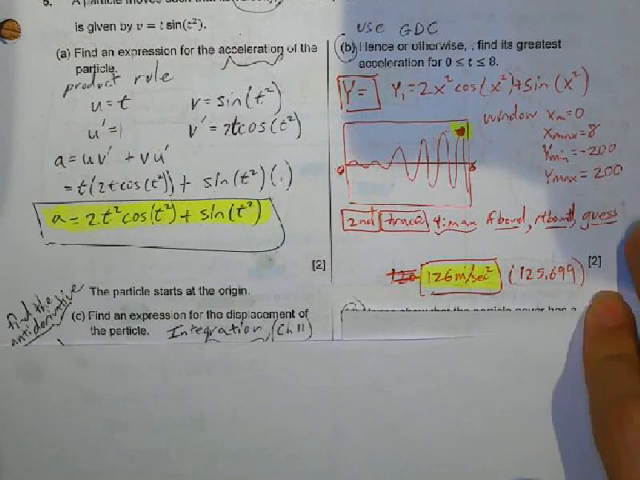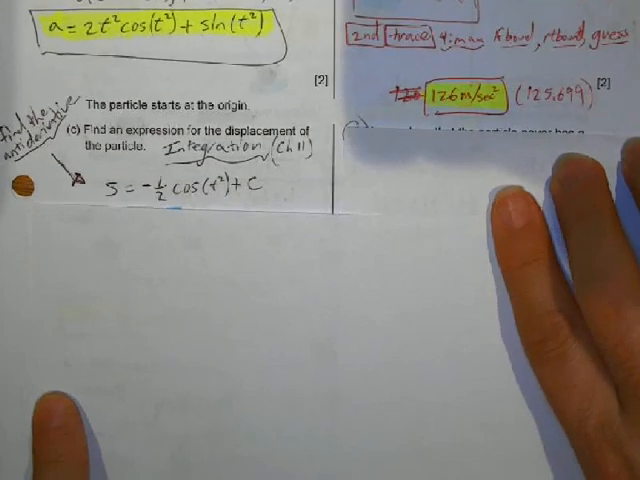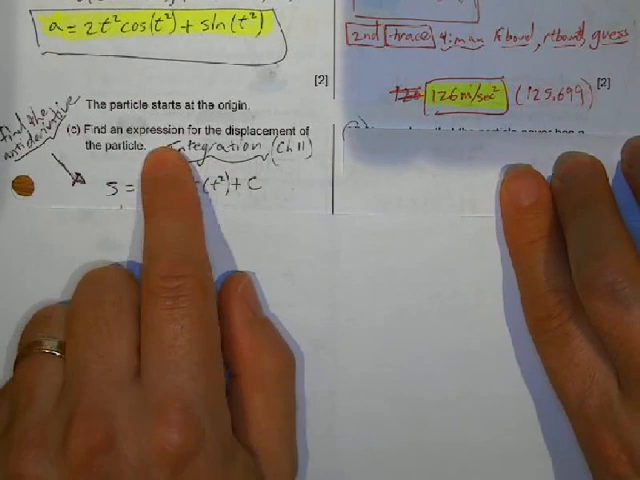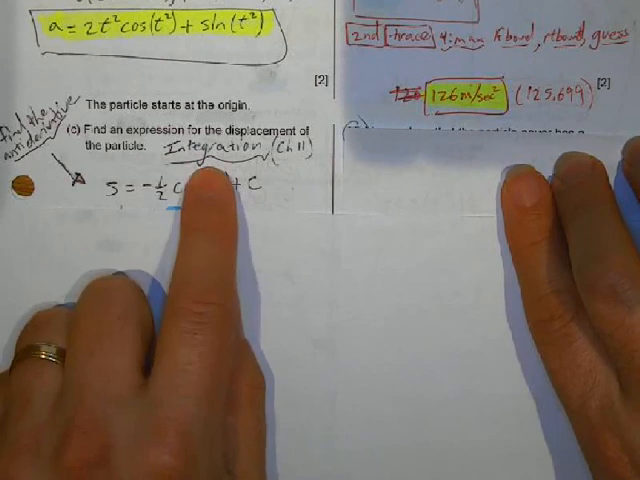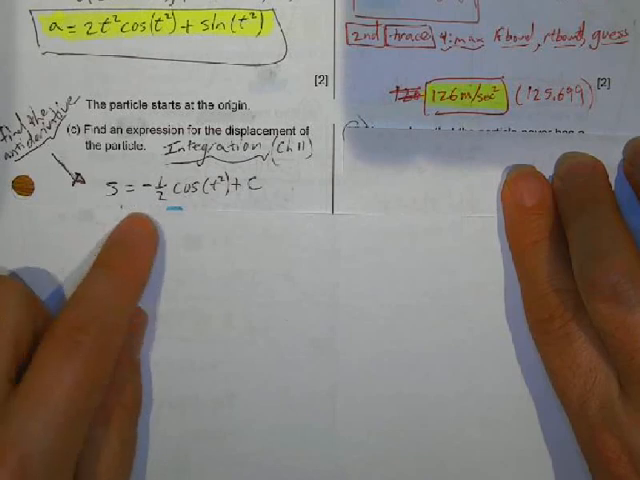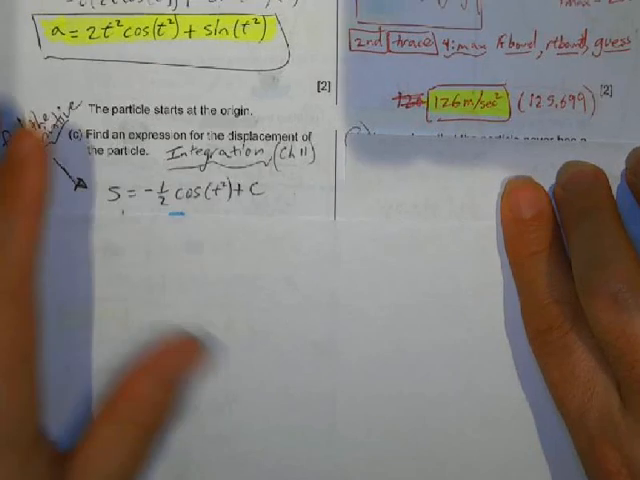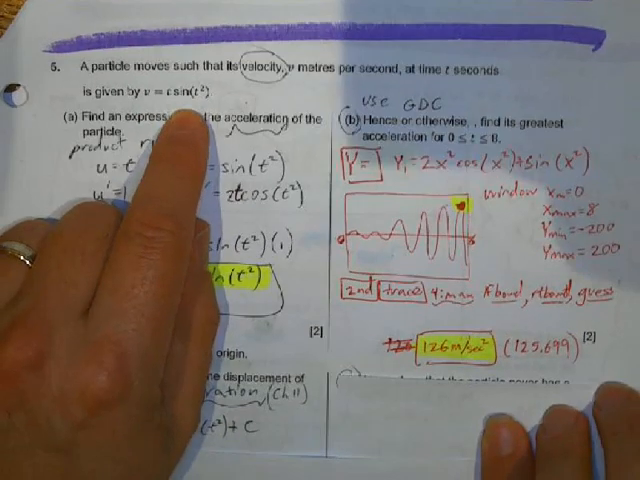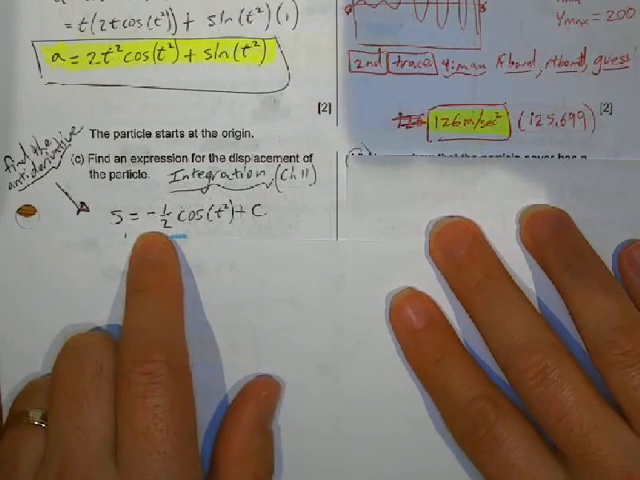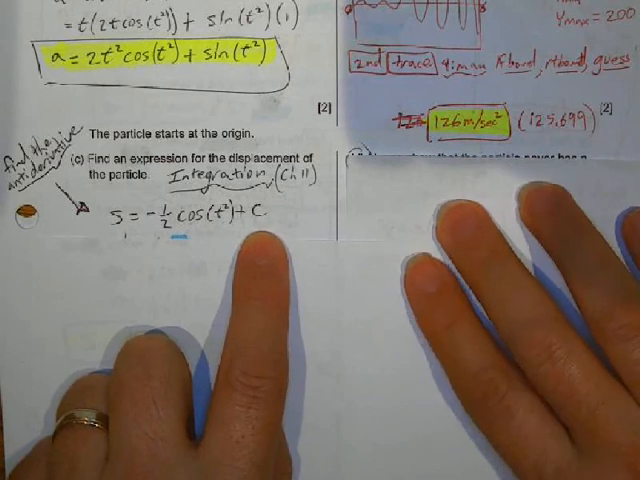Okay, part C. This is a question on using antiderivatives. We haven't quite gotten to this yet, but you may already remember antiderivatives from last year. Find the expression for the displacement of the particle. The displacement is the location of the particle. So the antiderivative of t sine t squared is going to be negative 1/2 cosine t squared plus c.